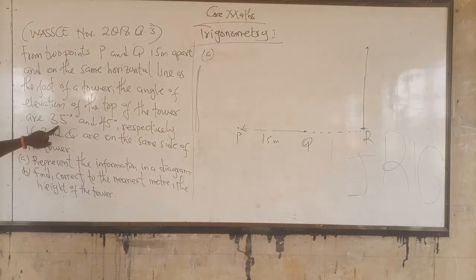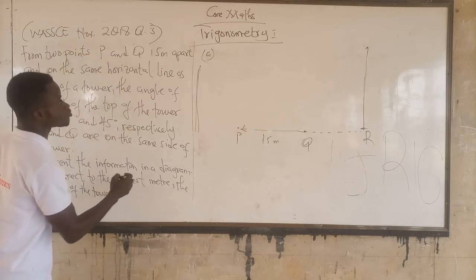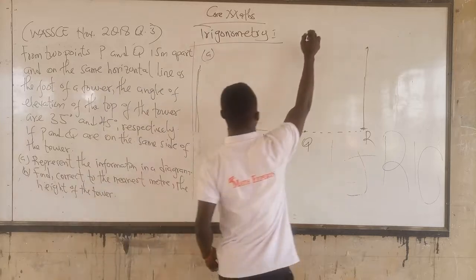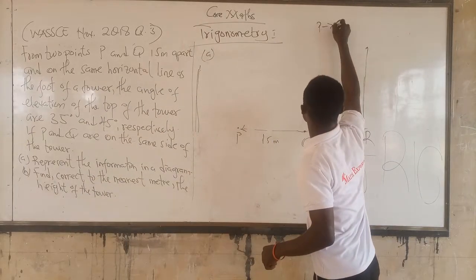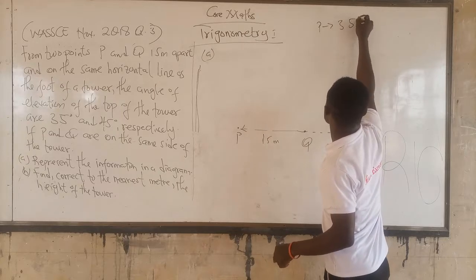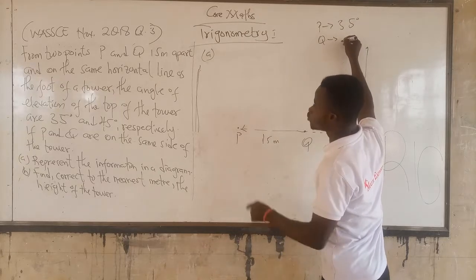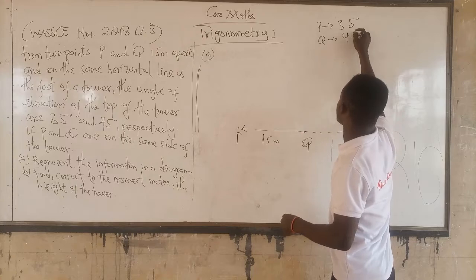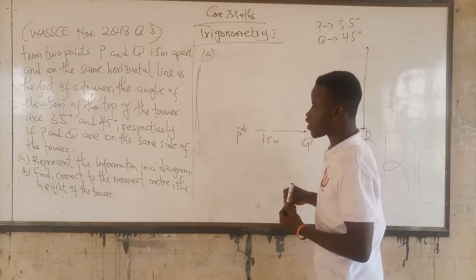Let's look at the angles of elevation. We have 35 degrees and 45 degrees. So the 35 will go for P because it's respectively, and the 45 will go for Q. So the P angle will be the first one, which is 35 degrees, and the Q angle will be for the second one, which is 45 degrees. Now watch.